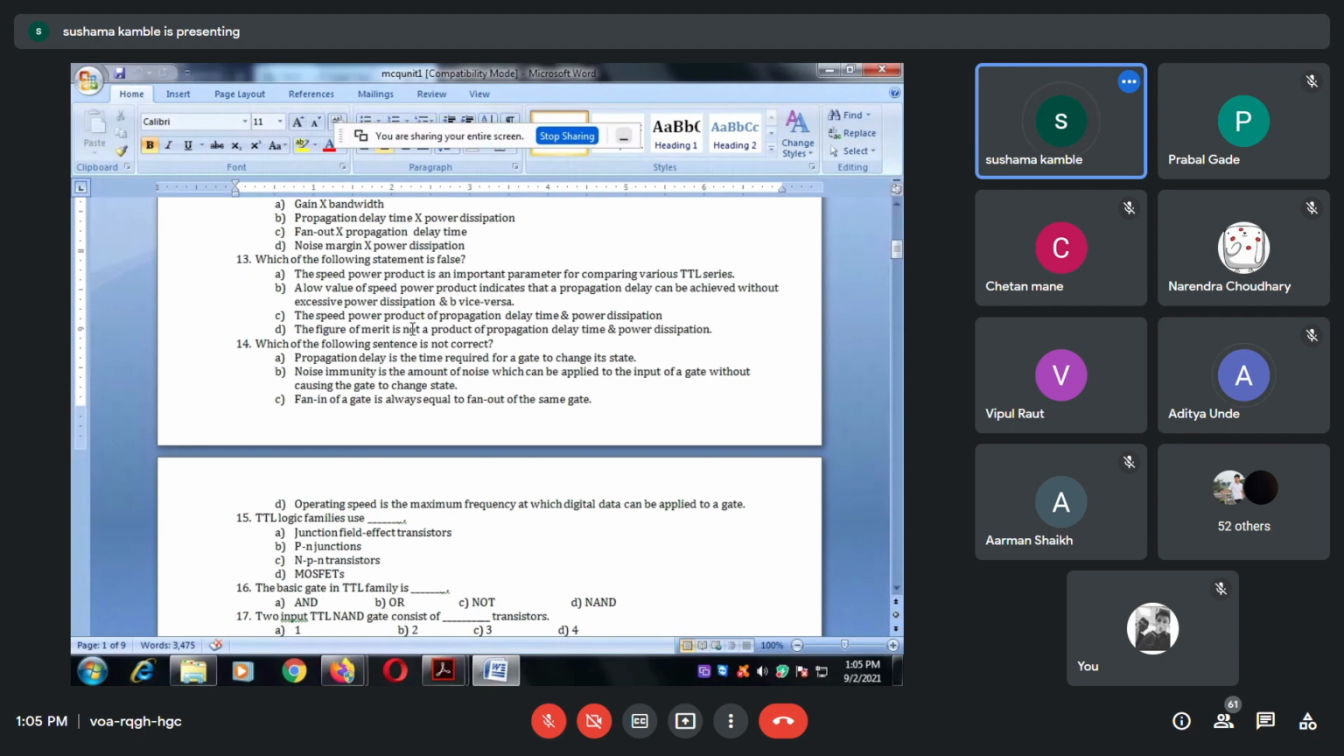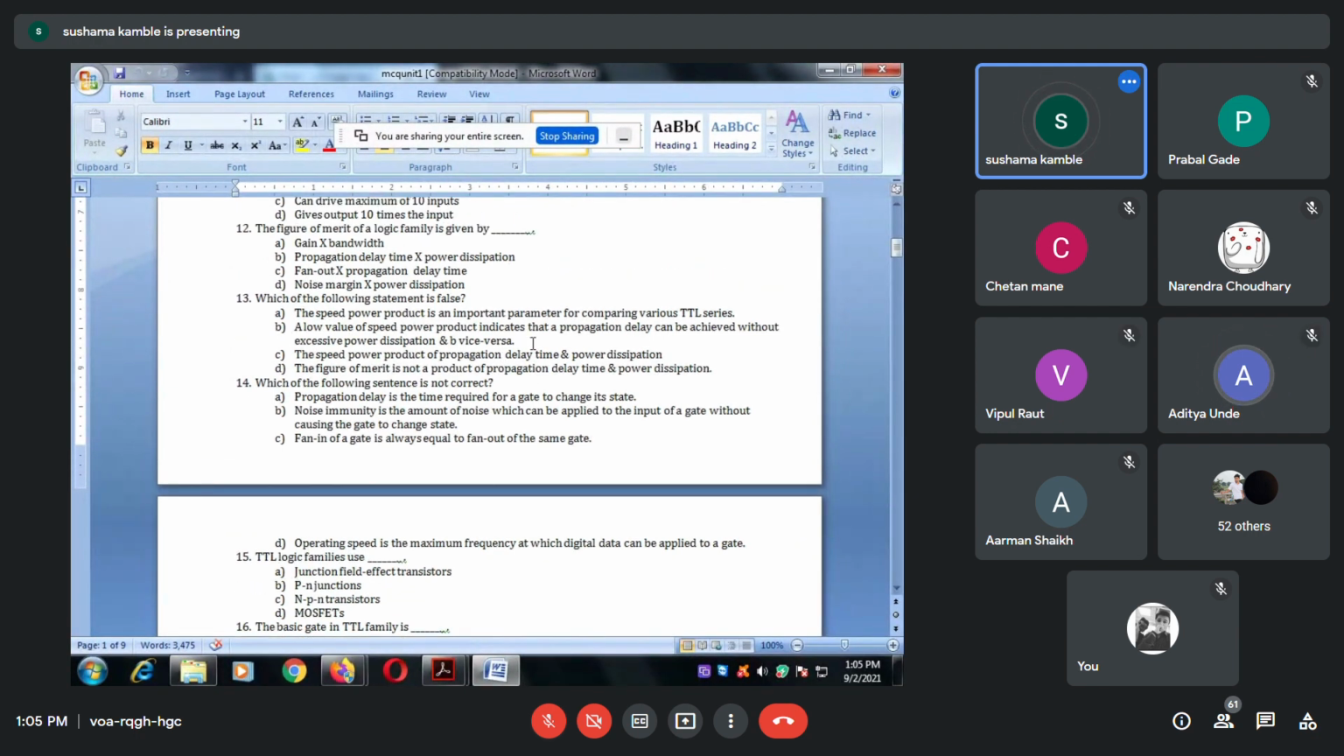Read किया आपने? मैम लास्ट वाला पढ़ा मैम, वो रॉन्ग है. False है क्या? Okay. The figure of merit is not a product of propagation delay time and power dissipation. और अभी आप लोगों ने क्या बोला? Figure of merit is a product of propagation delay time and power dissipation. Okay, इसीलिए. और बाकी के सभी स्टेटमेंट रीड किए क्या? नो मैम.